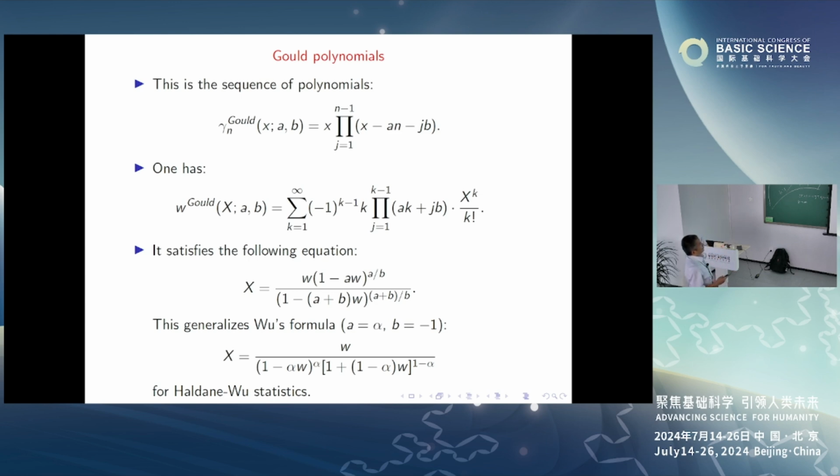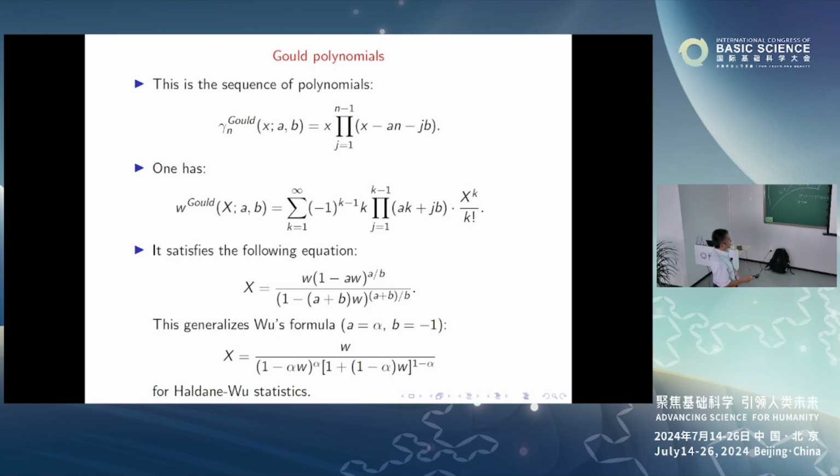And if we go on to something more complicated, that is called the Gould polynomials. These are a sequence of polynomials with two parameters, whereas the Abel has only one parameter. Here we have two. Then you get this W, and you can also invert this to get X in terms of W. And if you look into the literature of interpolating or fractional statistics, you find that there's a physicist called Wu Yongshi. He has a formula generalizing Haldane statistics. So this is called the Haldane-Wu statistics.